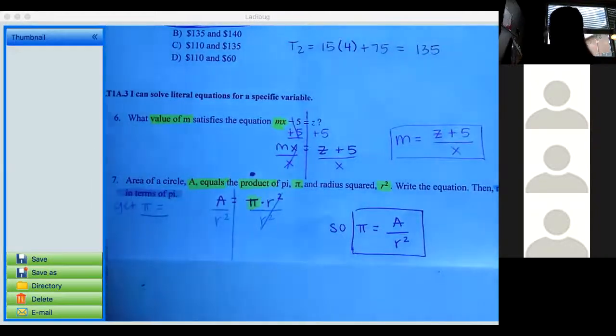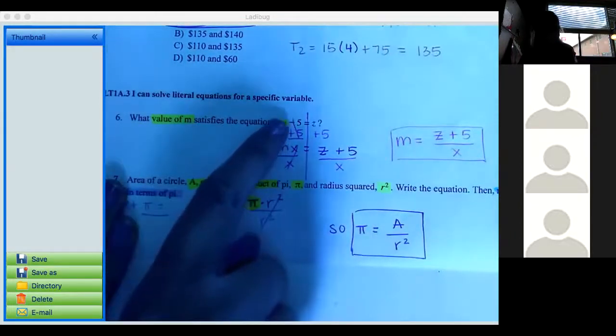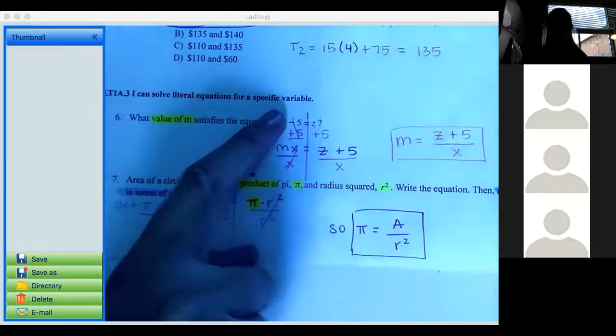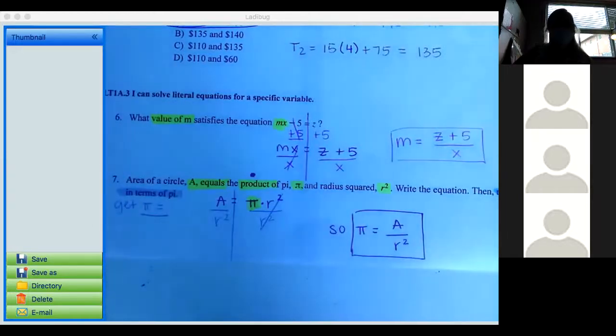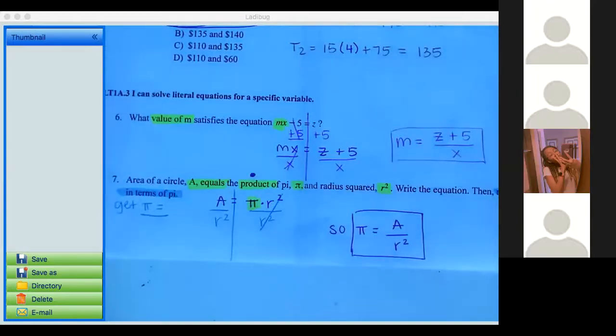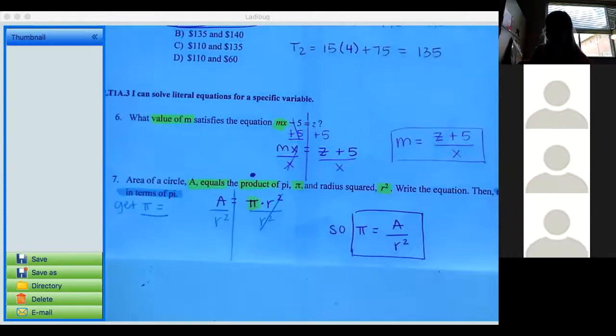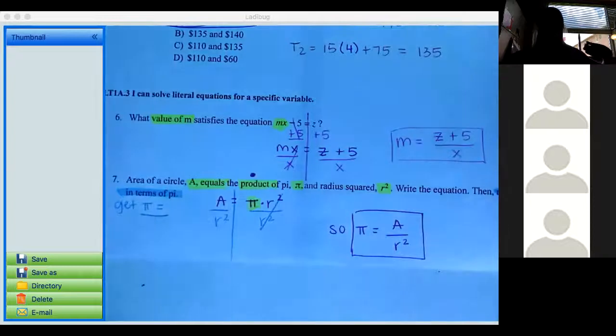So again, the highlighter shows what I covered up. Because we're solving for m, I covered up the m and the x first, added the 5, and then when I cover the m down here, we divide by the x. You guys are good with this one? Good, Cam? All right, are we good with 6? Yes. All right, I'm gonna move it. If you need it, speak up, I'll put it back.